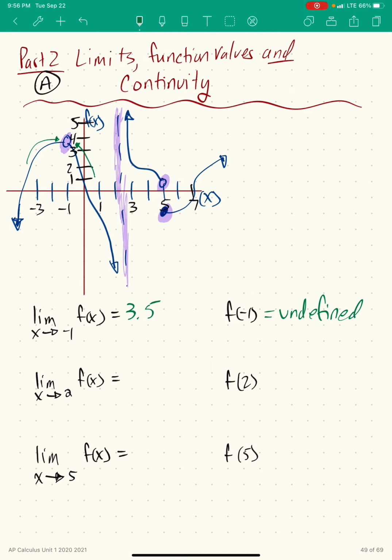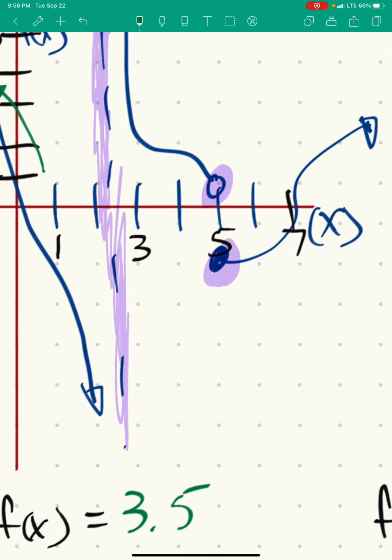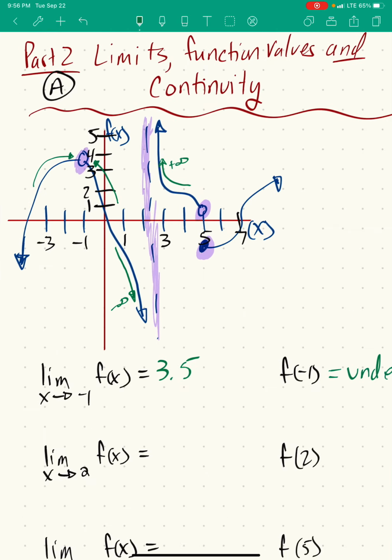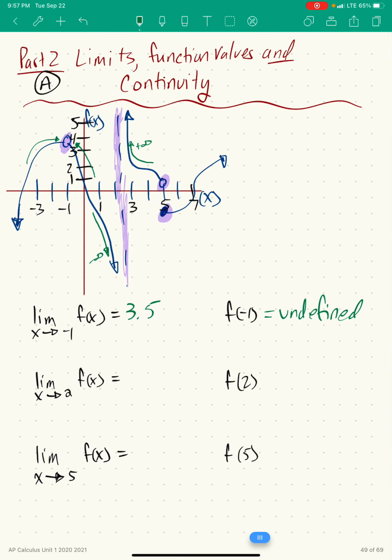Let's try the limit as x approaches 2. Take a look as we get closer and closer to 2. This limit is clearly heading towards -infinity. And if we approach it from the other direction, it is approaching positive infinity. So that limit not only does not exist, but it's going into completely opposite directions. So we would say this limit does not exist.